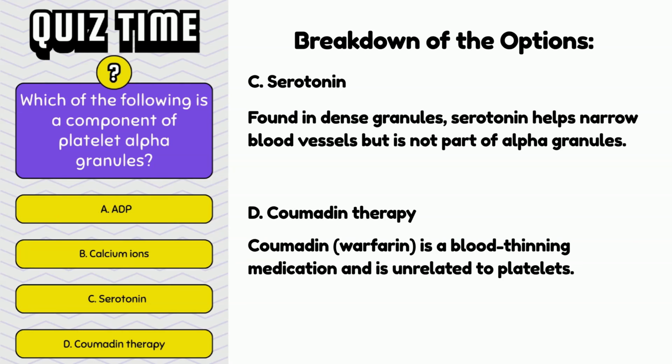In simple terms, alpha granules are like tiny bags in platelets carrying proteins to stop bleeding and heal wounds. ADP is mainly in dense granules, but also present in small amounts in alpha granules, making it the best answer.